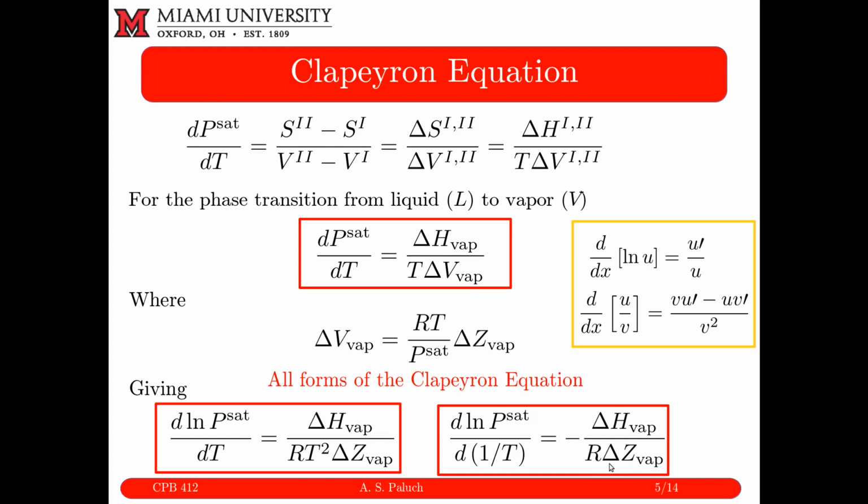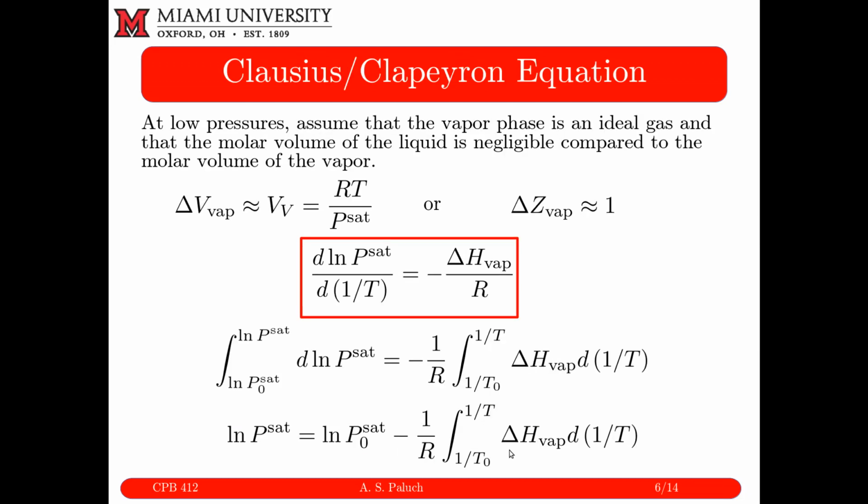So this is our Clapeyron equation. All of these boxes in red are equivalent ways to write the Clapeyron equation. This box in yellow is just the math tricks needed to go from the first red box to these later two. Cool. So next, we'll look at what's called the Clausius-Clapeyron equation.